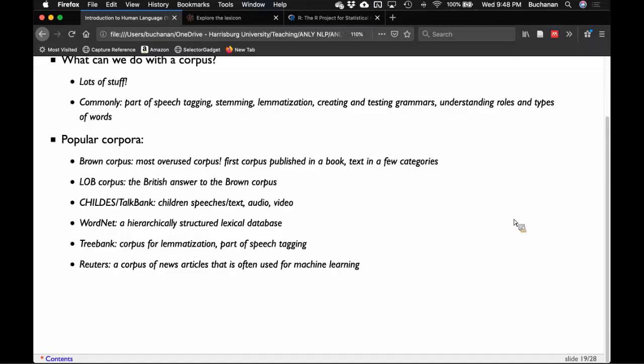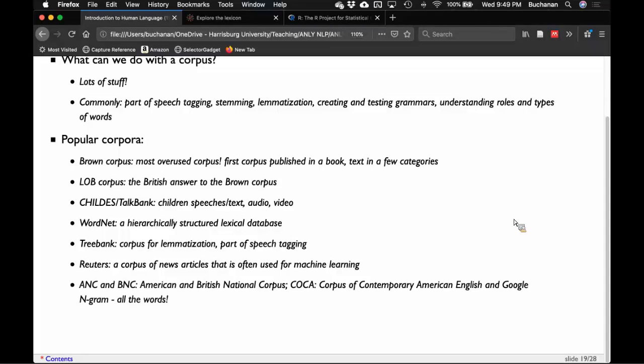Okay. Reuters corpus is a corpus of news articles that is very popular for machine learning. ANC and BNC are the American and British National Corpus. COCA we'll use a couple of times, which is the Corpus of Contemporary American English. It's all online, you can search it. And then Google's Ngrams, which is a very cool corpus that we will use a little bit. Okay. And more.